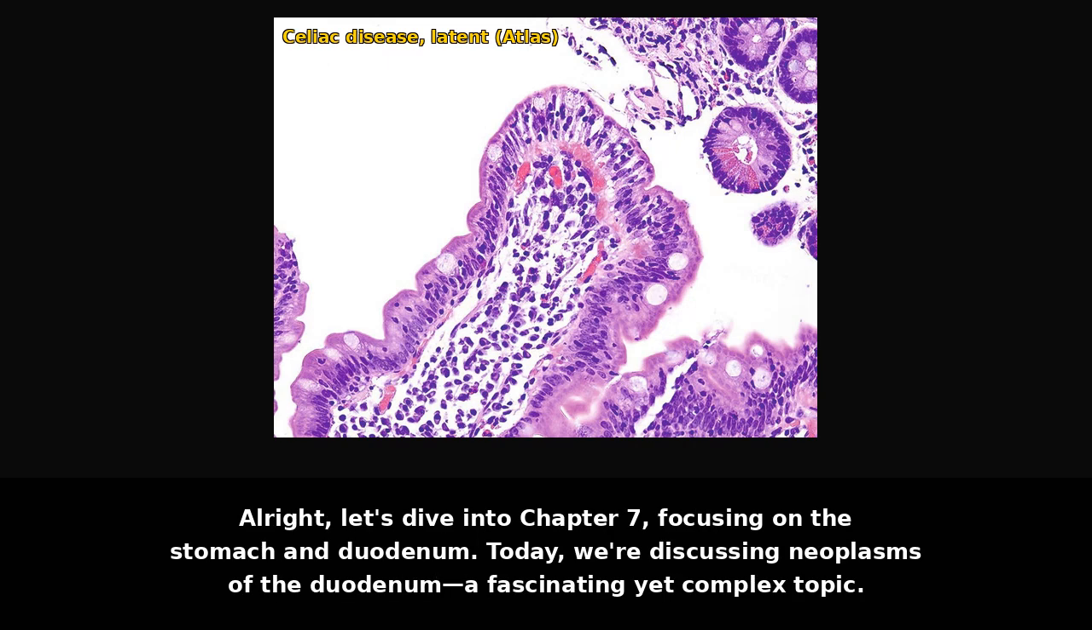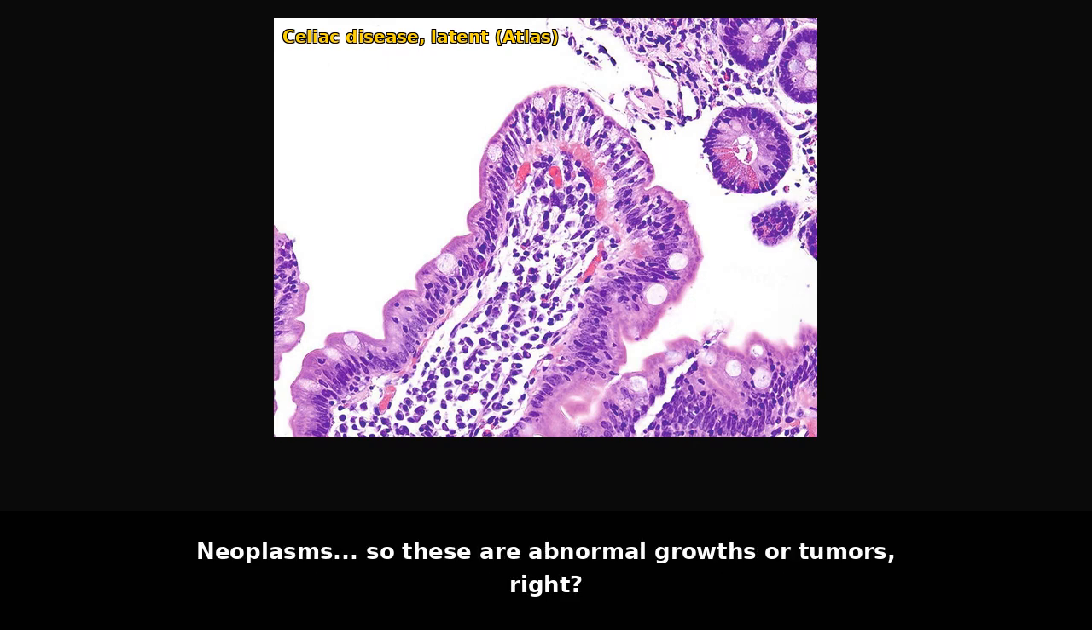All right, let's dive into chapter 7, focusing on the stomach and duodenum. Today we're discussing neoplasms of the duodenum, a fascinating yet complex topic. And neoplasms. So these are abnormal growths or tumors, right?